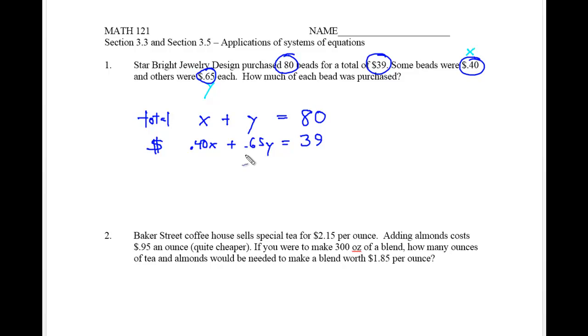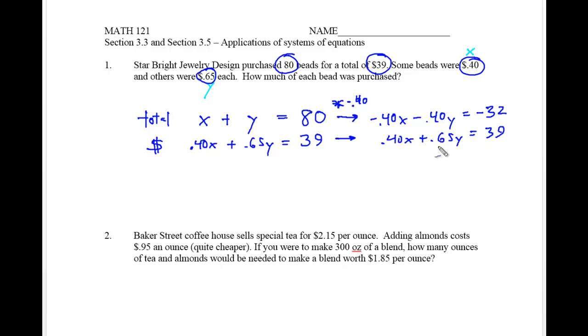So from there, we're now going to solve using the elimination method. What I'm going to do here is multiply the top line by a negative 40 cents. If I multiply the top line by a negative 40 cents, then every single x, y, and 80 gets multiplied by that 40 cents. So now I have negative 40 cents x minus 40 cents y, and 80 times the negative 40 cents is negative 32. Now below, the equation stayed exactly the same, so I just brought that over: 40 cents x plus 65 cents y is equal to $39.